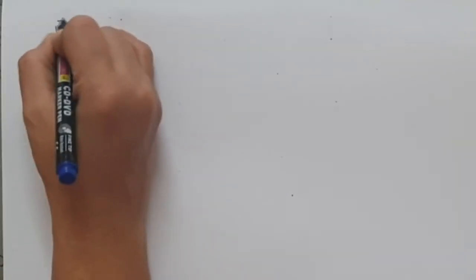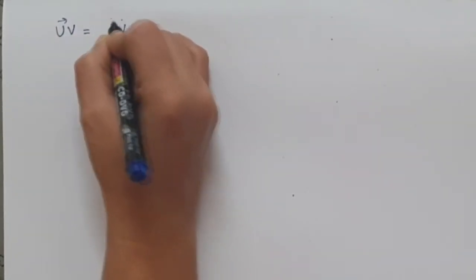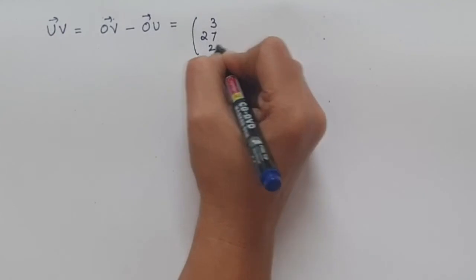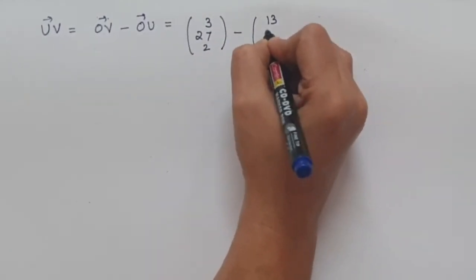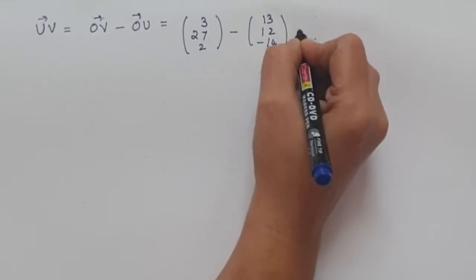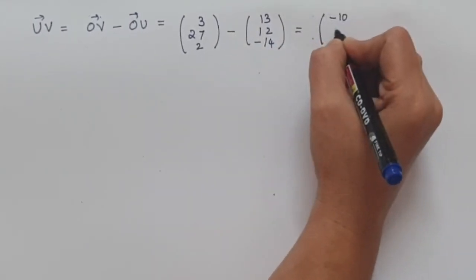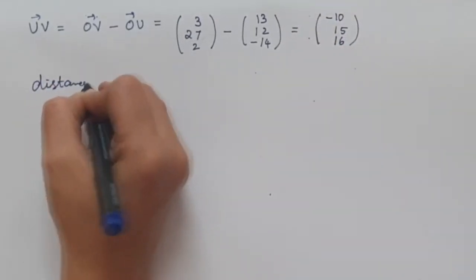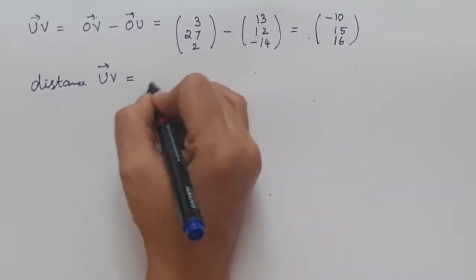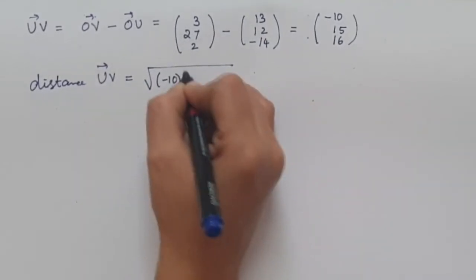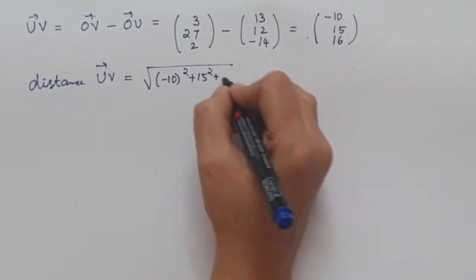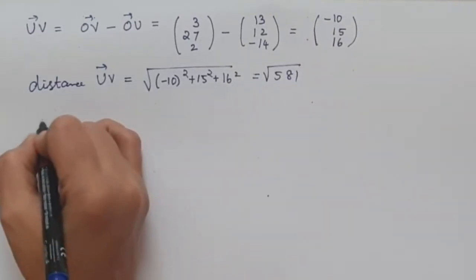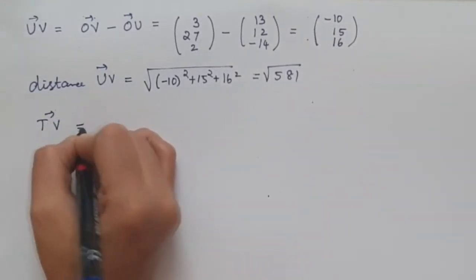The same way we'll find out what is UV. UV will be equal to OV minus OU. So it will be equal to 3, 27, 2 minus 13, 12 and minus 14. So it will be equal to minus 10, 15 and 16. So distance vector UV will be equal to square root of minus 10 square plus 15 square plus 16 square, that is square root of 581.